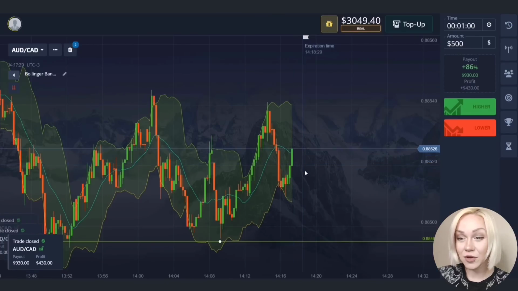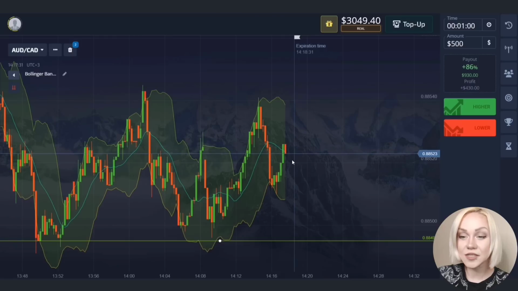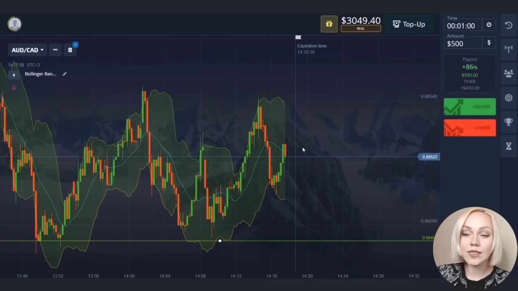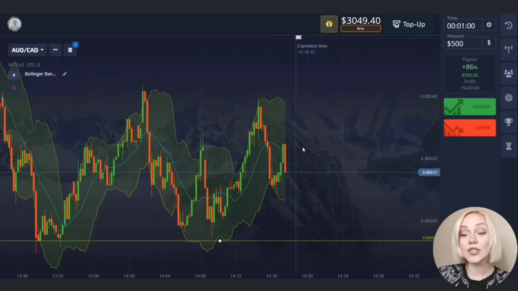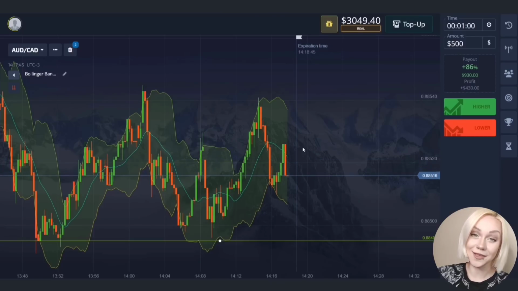Excellent. After a small trading zone, the upward movement continued and we made a profit. Indeed, there was a reaction from the lower part of our indicator. There was a pullback in the opposite direction. This indicator works perfectly. So let's continue and find the next market case.